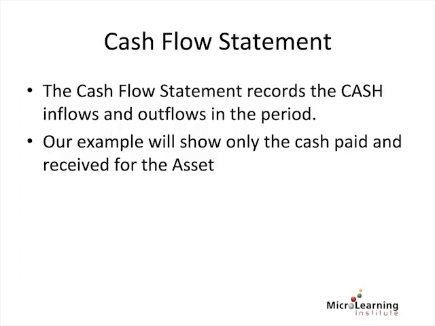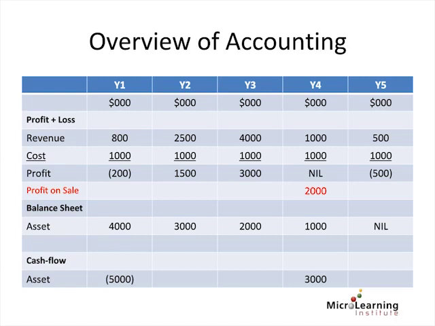The cash flow statement records the cash inflows and outflows in the period. Our example will show only the cash paid and received for the asset. The cash paid for the asset is shown as a cash outflow in year 1. The cash received on the sale of the asset is shown as a cash inflow in year 4.